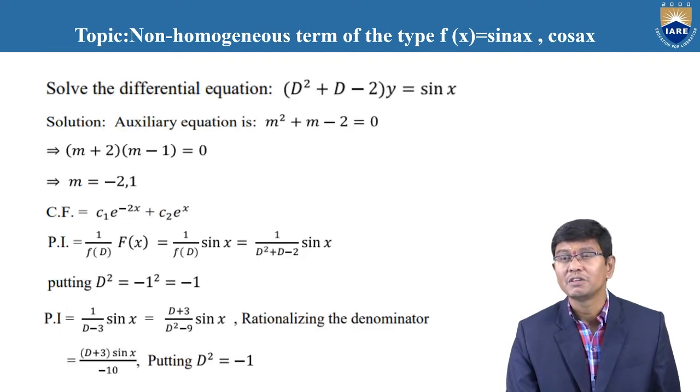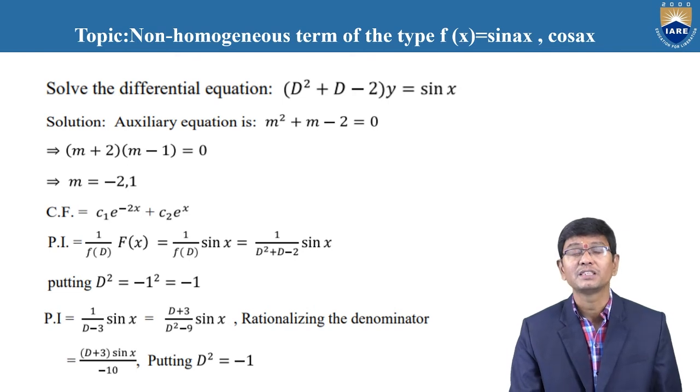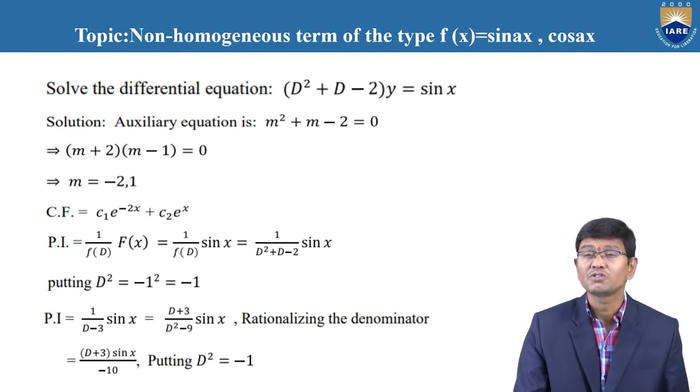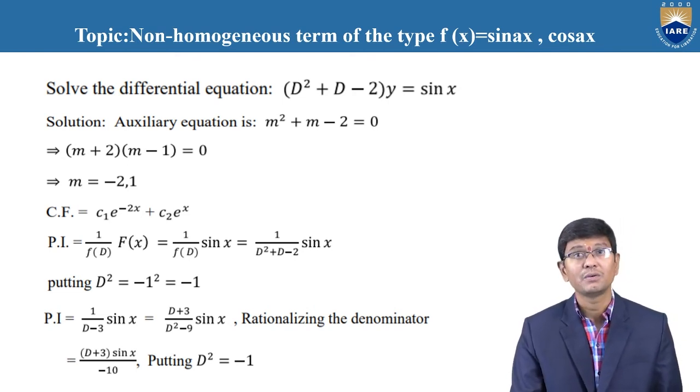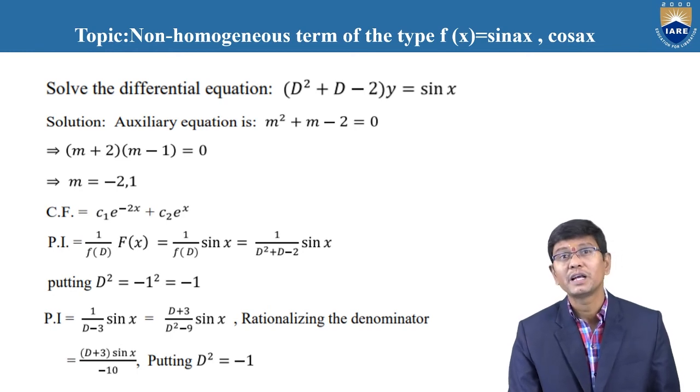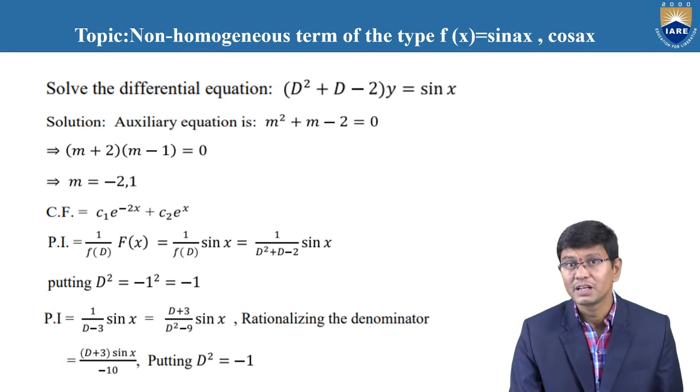And here also, when we discuss some problems, solve the differential equation (D square plus D minus 2) y is equal to sin 2x sin x. Therefore, the auxiliary equation of the equation is similarly m square plus m minus 2 is equal to 0. Therefore, m is equal to minus 2, 1. Therefore, these are the different roots of the given differential equation.